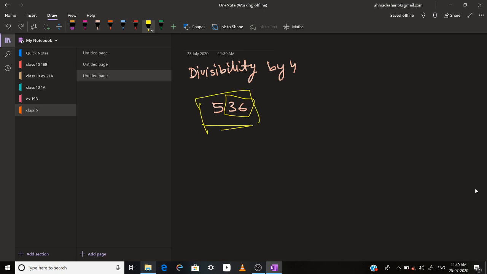For example, 928. If this number is divisible by 4, see the last two digits, 28. 28 is divisible by 4. 4 sevens are 28. So 928 is also divisible by 4. All the rules are given on page number 112. You can check there.